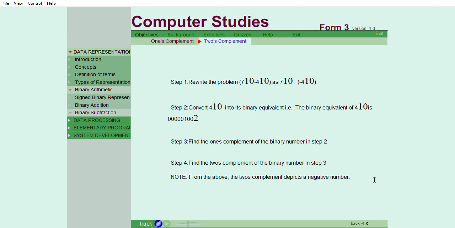Step 3. Find the ones complement of the binary number in step 2. The ones complement of 4 to the base of 10 is 11111011 to the base of 2. Step 4. Find the 2's complement of the binary number in step 3. Note that from the above, the 2's complement depicts a negative number.